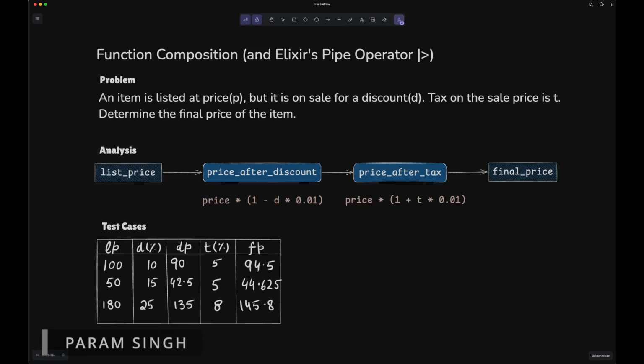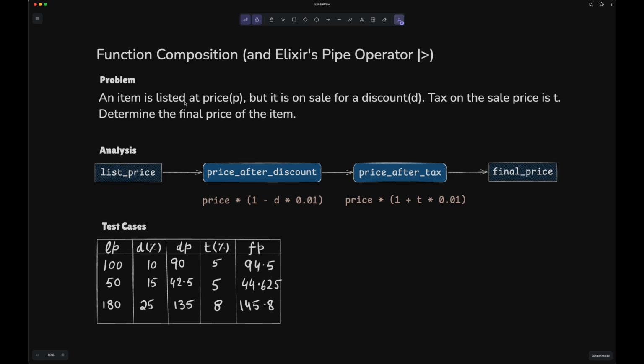Let's learn some Elixir. Today we will focus on the topic of function composition and also see how Elixir's pipe operator makes function composition readable and clear. So let's start with the following problem.